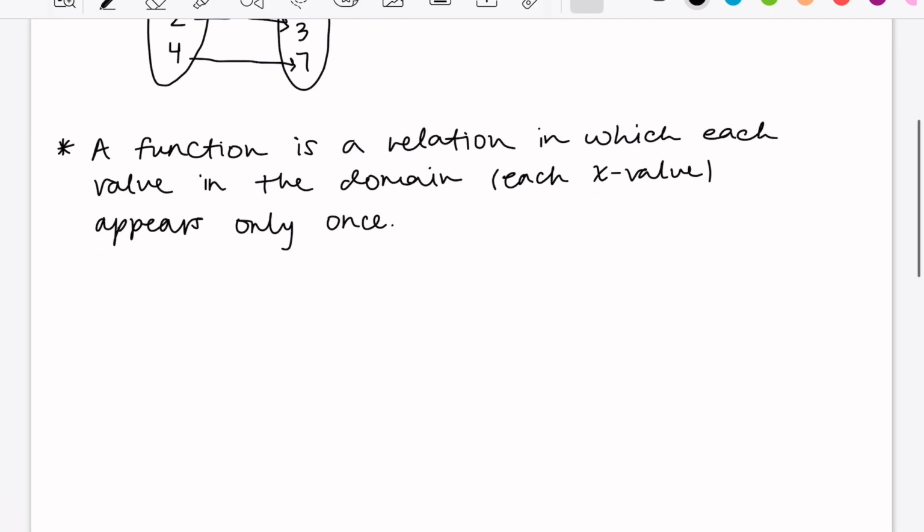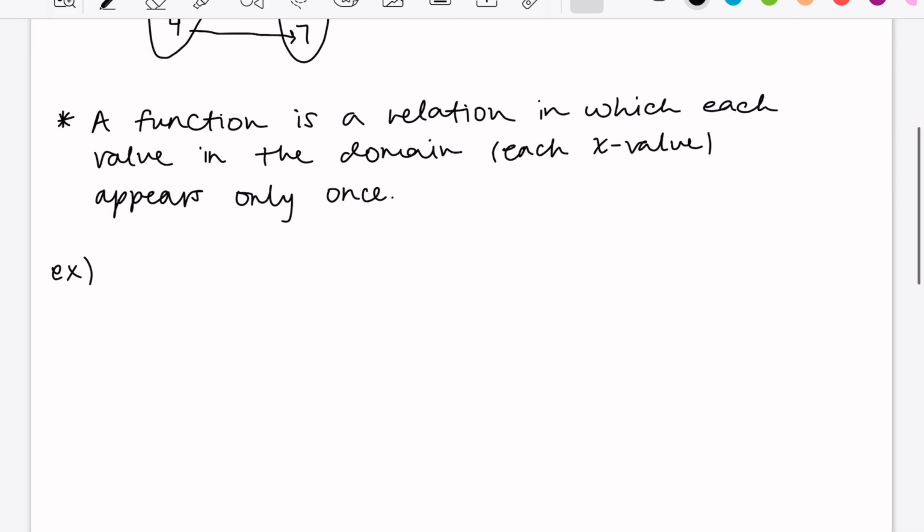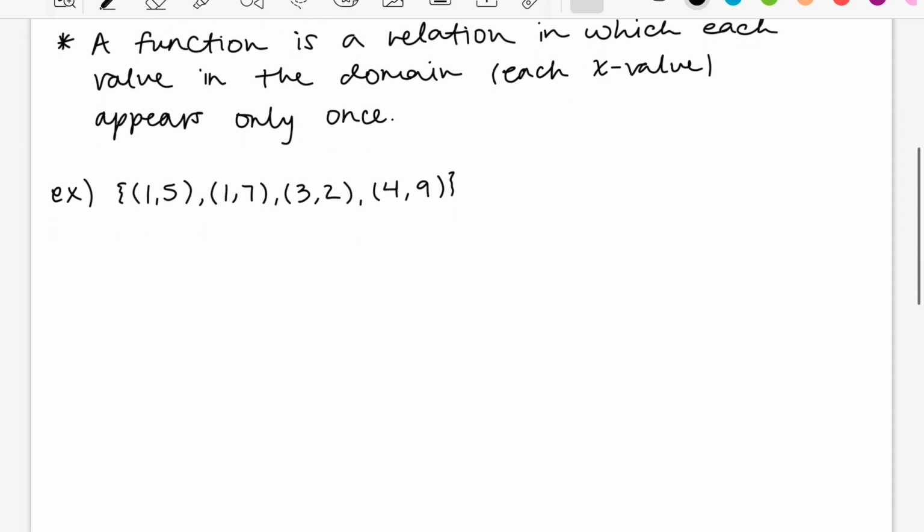Right? So an example of this, let's say we're given the set of ordered pairs (1, 5), (1, 7), (3, 2), and (4, 9). And let's say we are asked, is this relation a function?